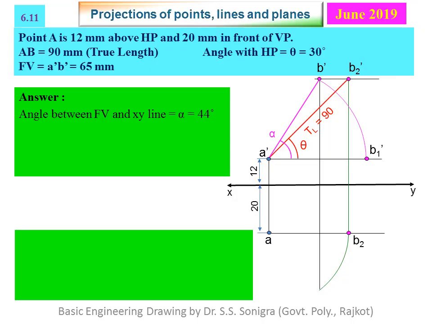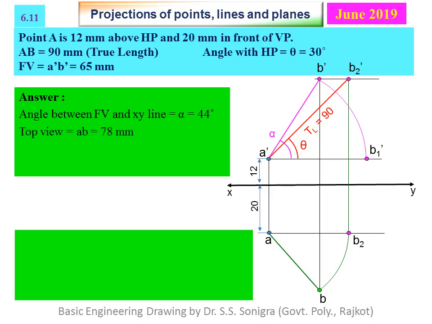Now where will be point B? We know front view and top view of every point is on the same vertical line. For example, front view of A dash, that is A dash, and top view of A, that is A, both are on the same vertical line. Similarly, point B will be on this vertical line, that is drawn from point B dash, and we have drawn arc AB2 with A as a center, AB2 as a radius. So both this will meet at this point, that is point B.